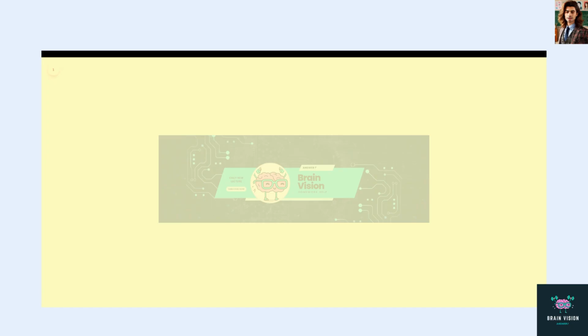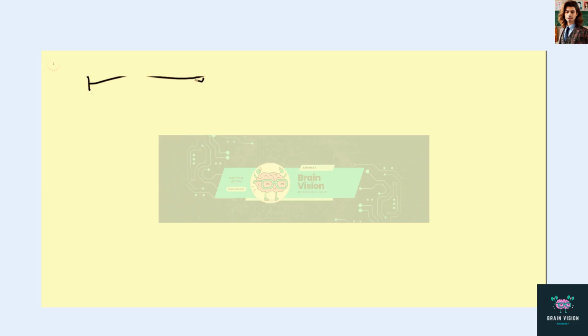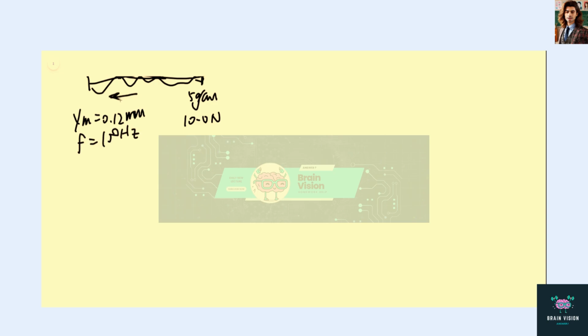We have a stretched string, and this stretched string has a mass per unit length of 5 grams per centimeter, and a tension of 10.0 newtons. A sinusoidal wave travels on it, and that has an amplitude of ym equals 0.10 millimeter. We have a frequency of 100 hertz, and it is traveling in the negative x direction.